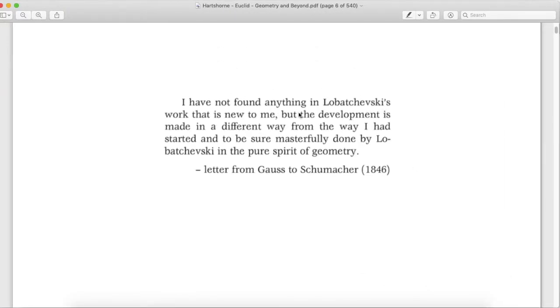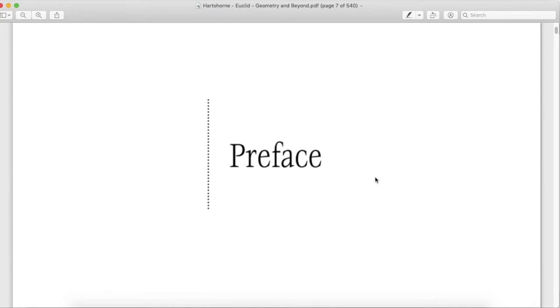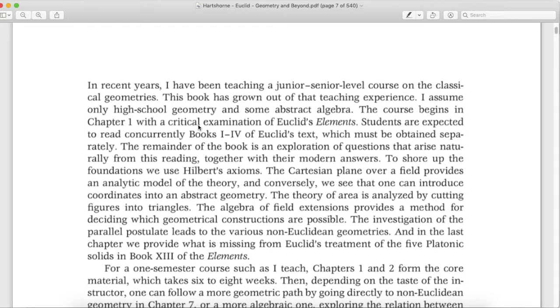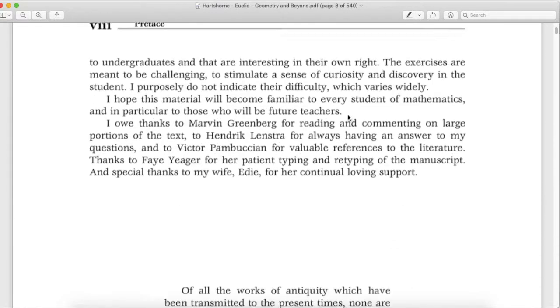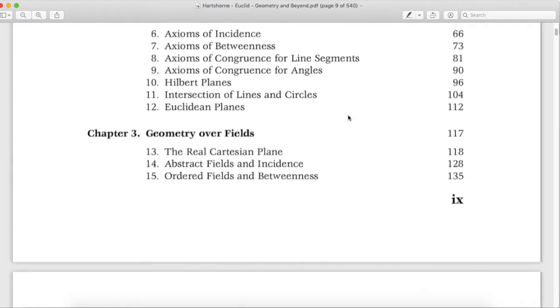I've not found anything in Lobachevsky's work that's new to me, but the development is made in a different way from the way I had started, and to be sure, masterfully done. Okay, whatever. In recent years, I've been teaching a junior-senior level course on classical geometries. This book has grown out of that teaching experience. I assume only high school geometry and some abstract algebra. The course begins with a critical examination of Euclid's Elements.